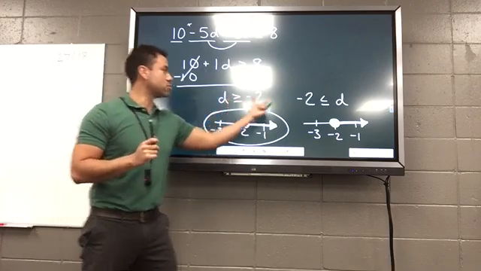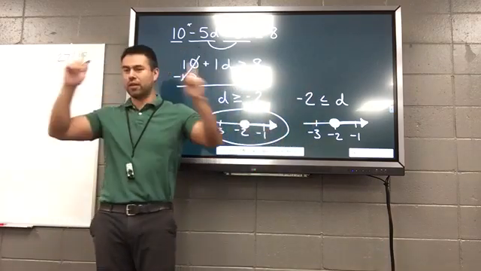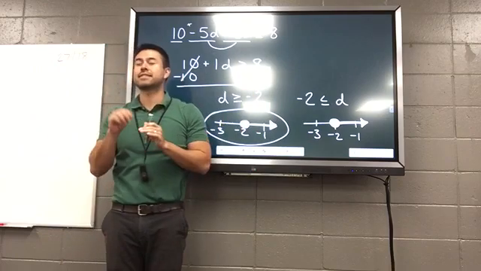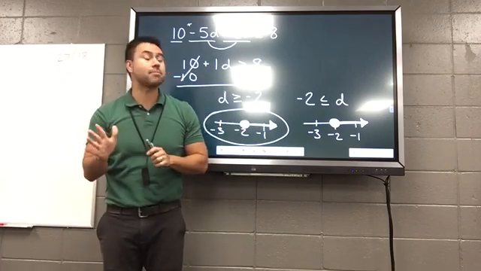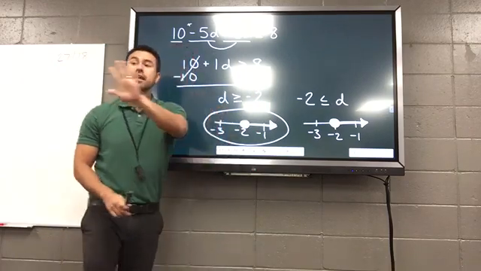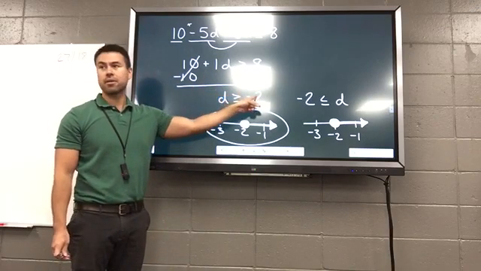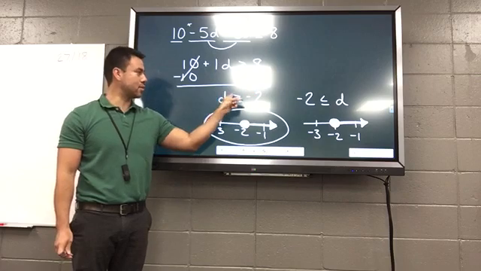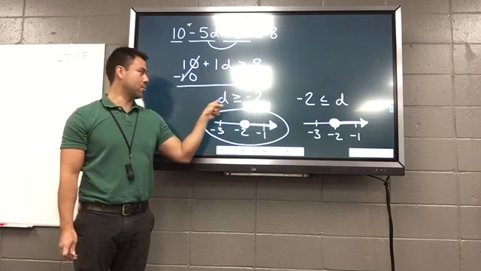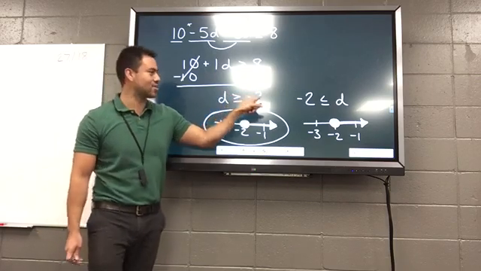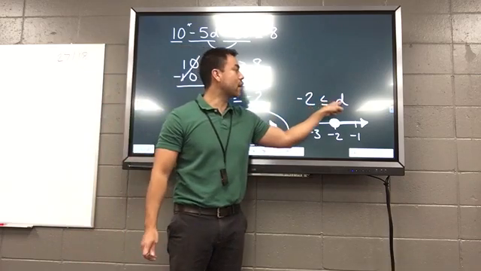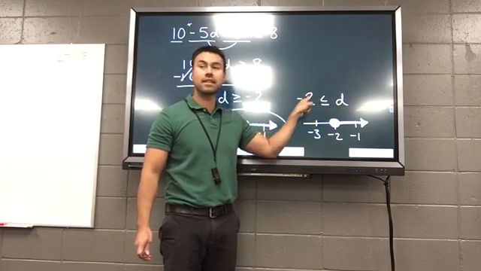Which property was used when I flip the whole inequality around? Symmetric. Now listen to me, guys. Can you look at me? The variable, is it bigger than the number? Is the variable bigger than the number? Yes, say yes. Okay. Here, is the variable still bigger than the number?